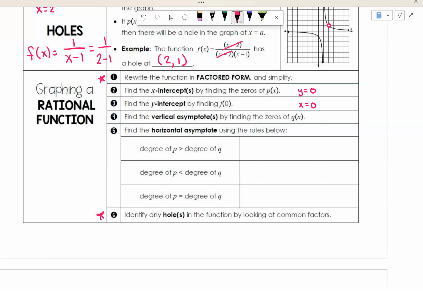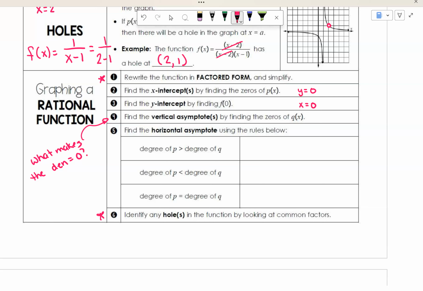Vertical asymptotes come from the q of x. So remember that the q of x is in the bottom, so you are looking at the denominator. So let's write that as, we'll go this way. What makes the denominator equal to 0? Because remember, if we found a hole, then our hole is technically already gone. So we don't have to worry about that.